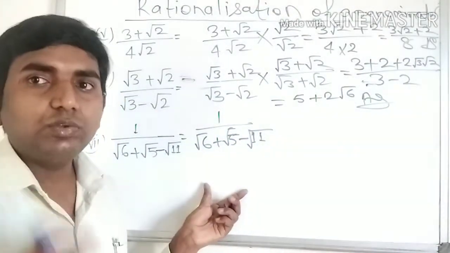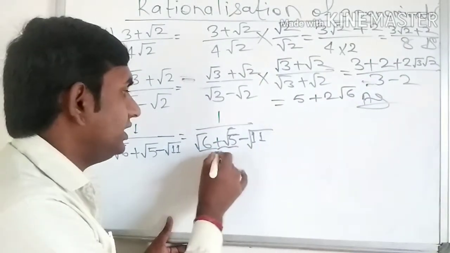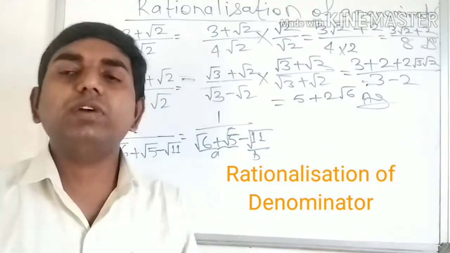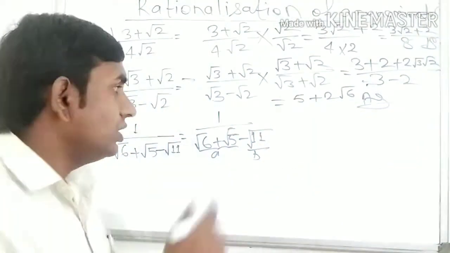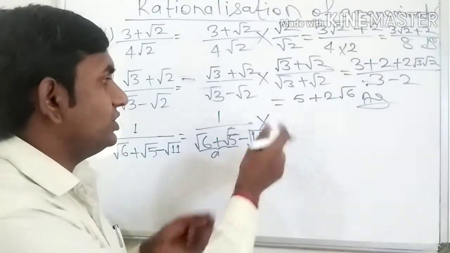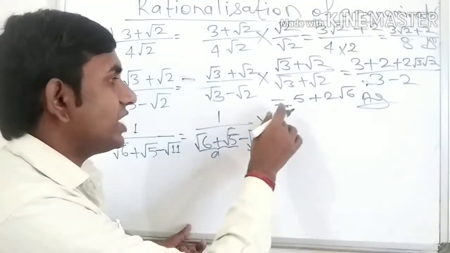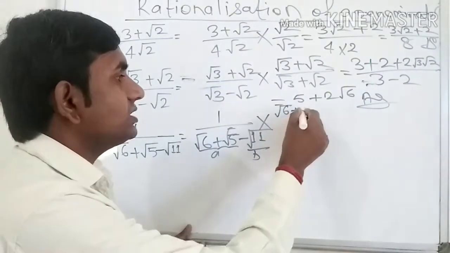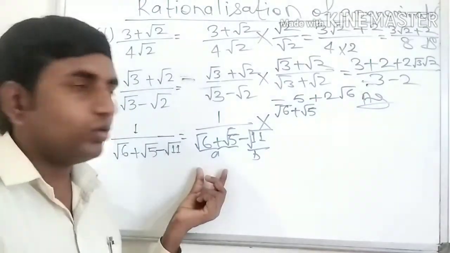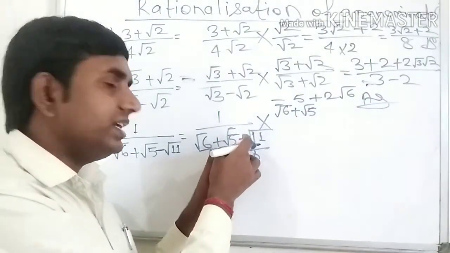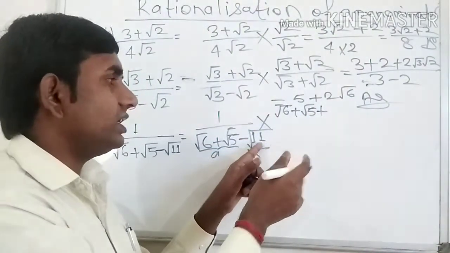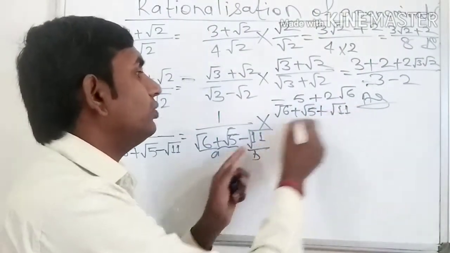Okay, so we have to assume these 2 terms as a and this term is b. Now you also have to convert it in the form of a square minus b square. For this we have to multiply numerator and denominator by the opposite sign. Here we have under root 6 plus under root 5, because under root 6 and under root 5 are both a. So we write the same, but here is a minus sign, so we take plus in place of minus. Here is under root 11, so we have to write under root 11.